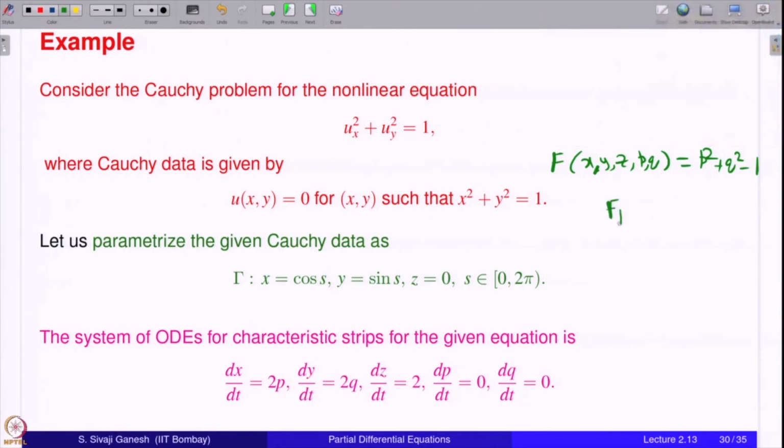Let us write down once maybe. fp is 2p, fq is 2q, pfp plus qfq is equal to 2p square plus 2q square. But the equation says p square plus q square equal to 1, therefore, this is 2. And dp by dt is 0, dq by dt is 0 because our f does not involve x, y, z at all.